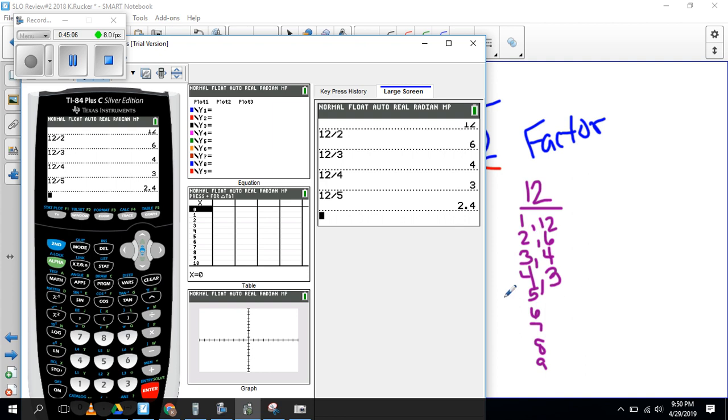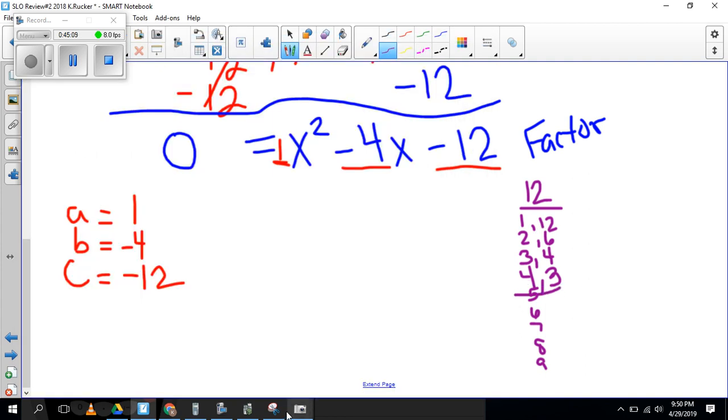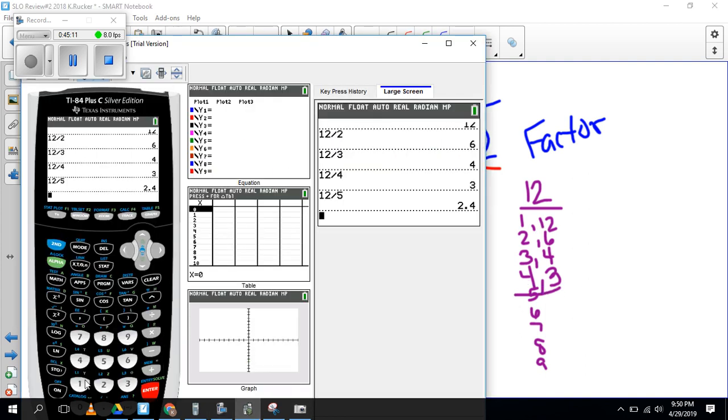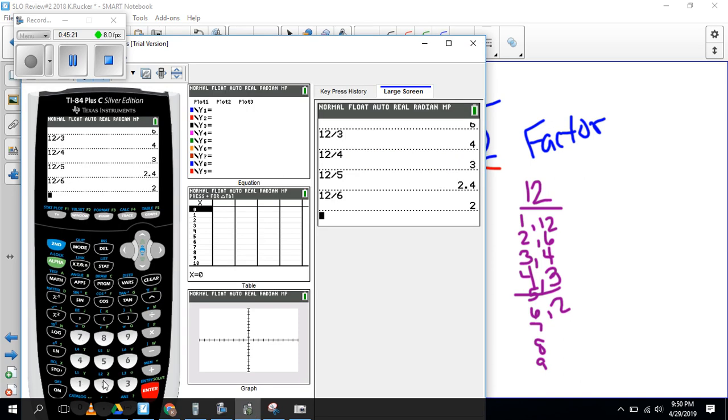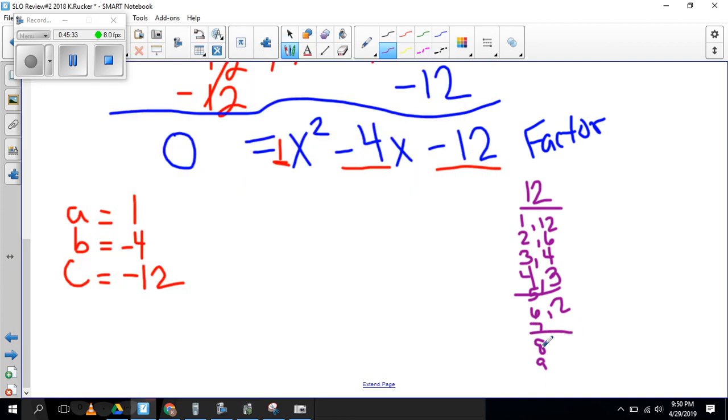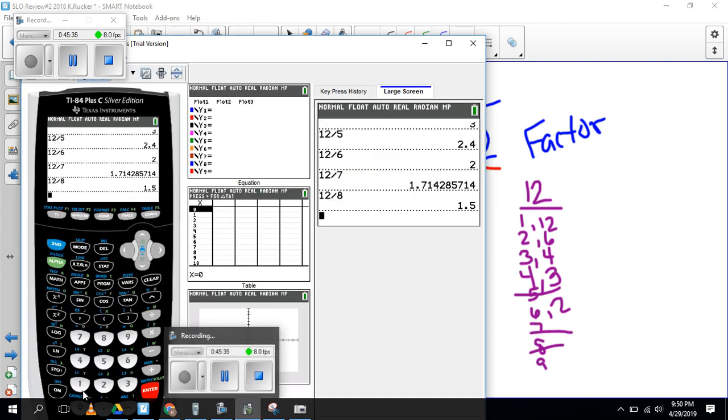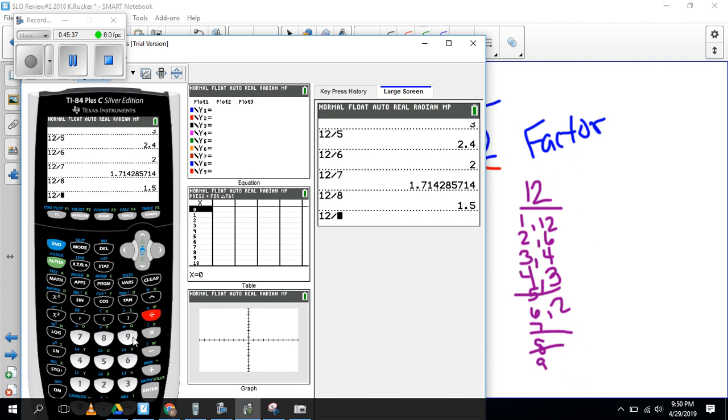If we get a decimal, we automatically cross it out. Then we do 12 divided by 6. We get 2. 12 divided by 7, I'm going to do these quickly, we're going to get a decimal. 12 divided by 8, we're going to get a decimal. So anything with a decimal, 7 and 8, we can cross out. Then 12 divided by 9, we should get a decimal again, so we can cross that one out.